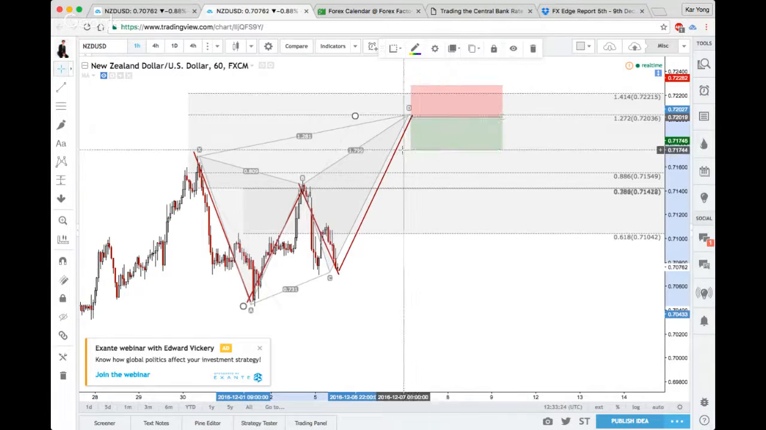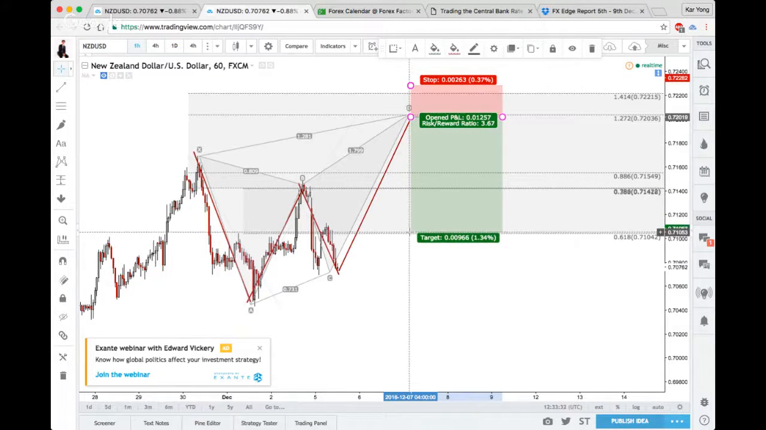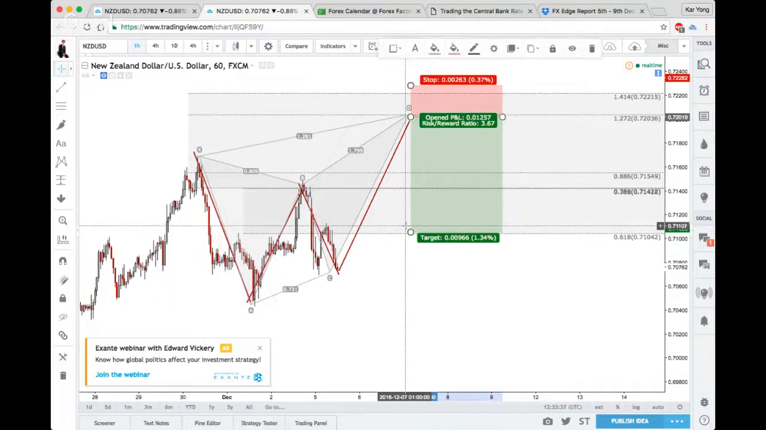Okay, so TP1 for butterfly pattern normally is very high in risk to reward. You can see it's around 1:1, 1:2.2 already, right? And if you go for TP2, you can get as high as 1:3, and then if you go for the extended target for TP3, you can go for even more.